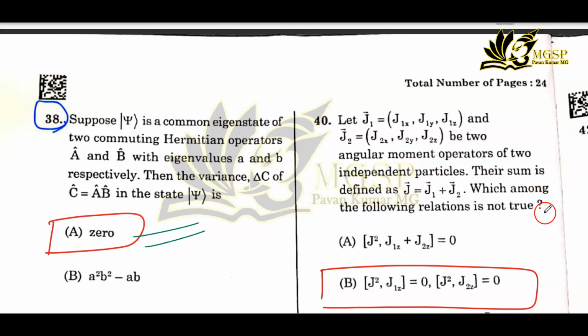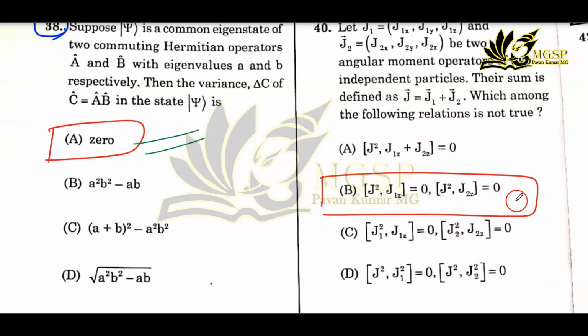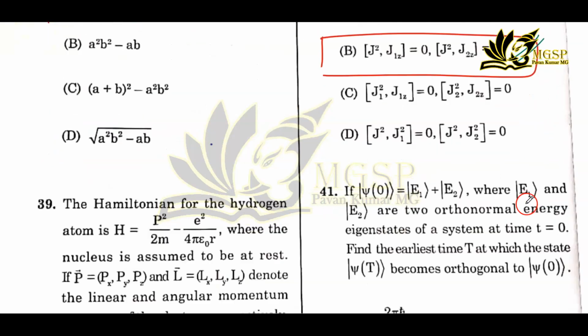And for finding this was a lengthy process, so I told the shortcut of doing this. If you remember those commuting values, it was easy to solve. I think these all are correct, but you should keep in mind that they have asked which is not true. Okay.